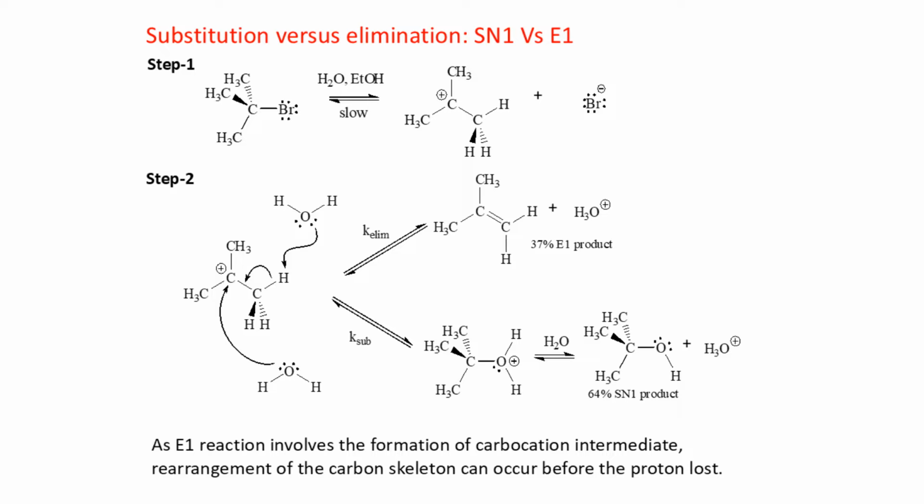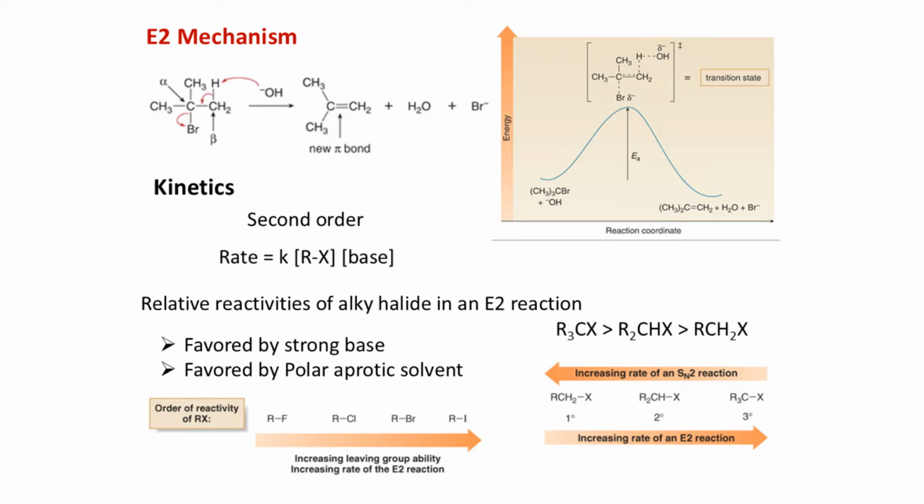In E1 reactions, carbocation intermediates can rearrange before losing a proton. This slide compares substitution and elimination products in SN1 and E1 reactions. The E2 mechanism is second order, with the rate depending on both the alkyl halide and the base. Strong bases and polar aprotic solvents favor E2 reactions.